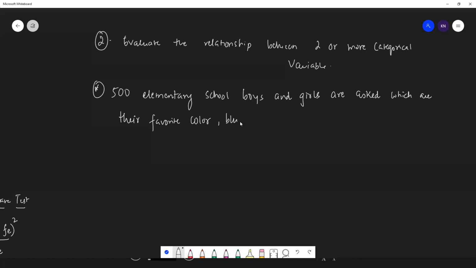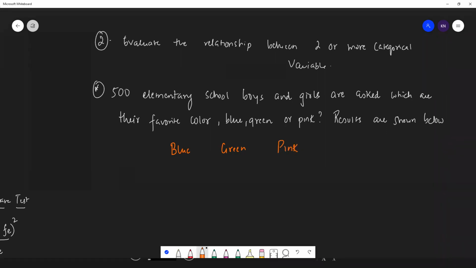Blue, green, or pink. So these are the three possible colors we have. Results are shown below. Okay, so the results look something like this: blue, green, and pink.